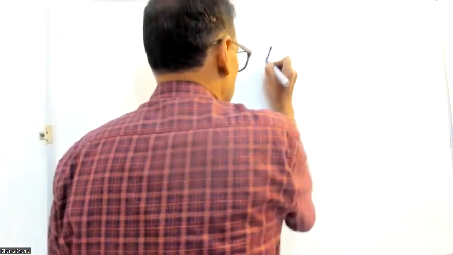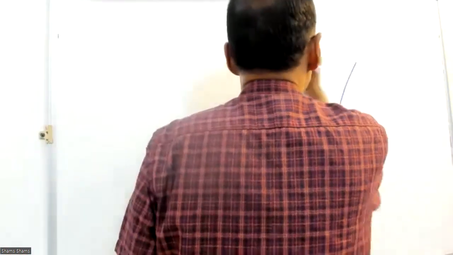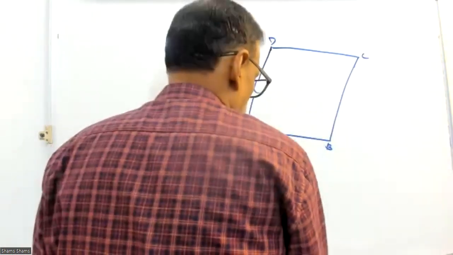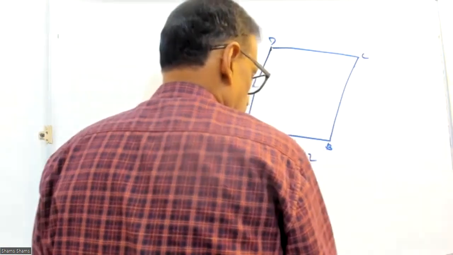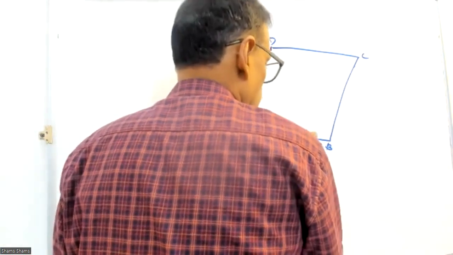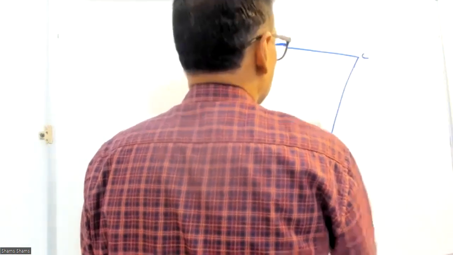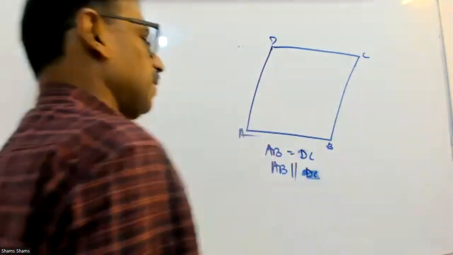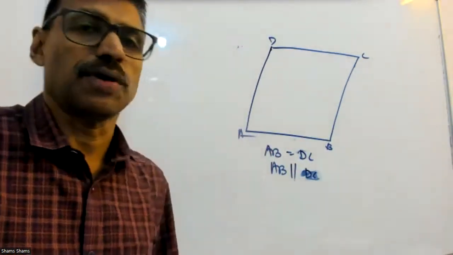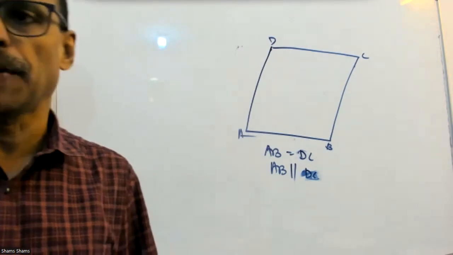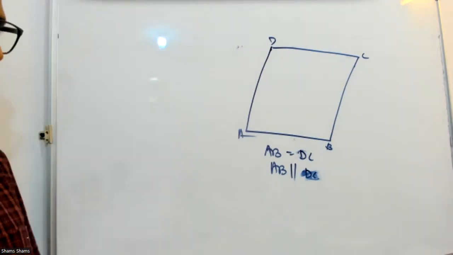Okay, listen here. This is a very important theorem. Look. ABCD is a quadrilateral in which AB equals DC and AB is parallel to DC. So we can say AB equals DC, AB parallel DC. Then what is it? A parallelogram. What is the theorem? A pair of opposite sides is equal and parallel, then it is a parallelogram. Okay, write this.